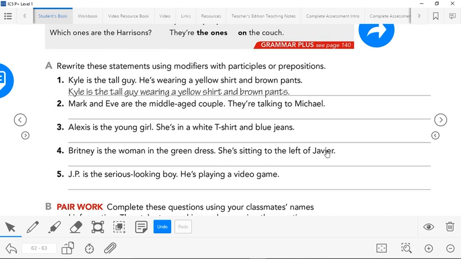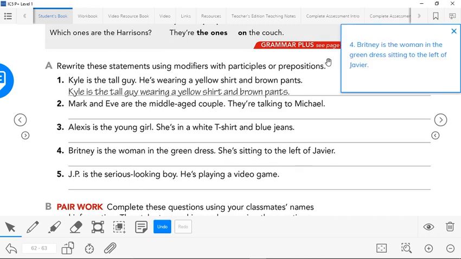Brittany is the woman in the green dress. She's sitting to the left of Javier. Brittany is the woman in the green dress sitting to the left of Javier. Very good.